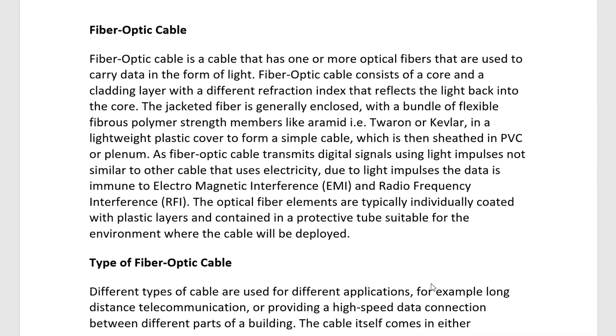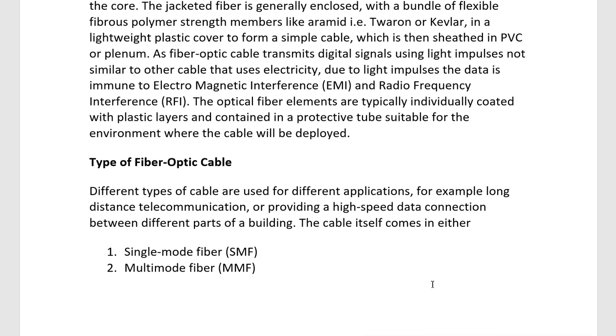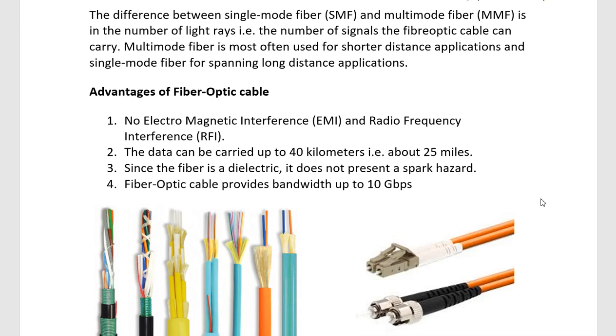Now there are different types of fiber optic cables. Different types of cables are used for different applications, for example long distance telecommunication or providing high speed data connection between different parts of a building. The cable itself comes in either single mode or multi-mode fiber. The difference between single mode fiber and multi-mode fiber is in the number of light rays, that is the number of signals the fiber optic cable can carry. Multi-mode fiber is most often used for shorter distance applications, and single mode fiber for spanning long distance applications.